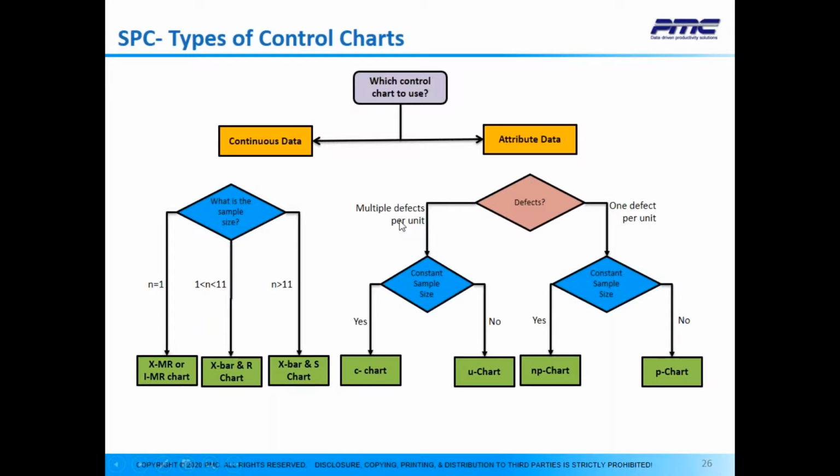Now, if you have multiple defects per unit, again, depending on the sample size being constant or not, you're gonna use either C chart or U chart.